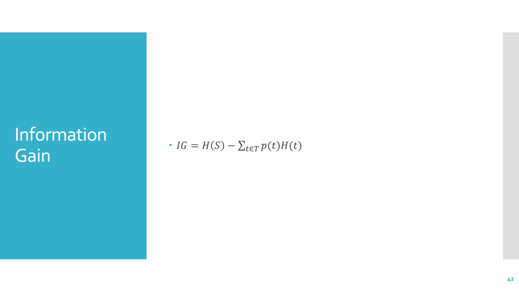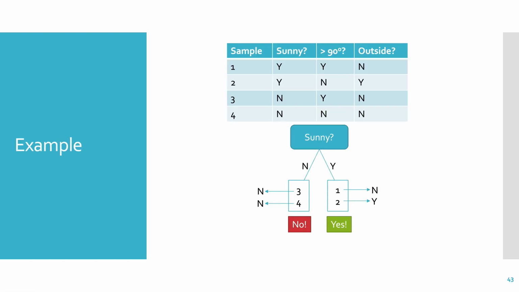Now that we know what entropy is, we can talk about information gain. Information gain is what we're using to split our decision tree. Information gain is simply the entropy of the full set minus the probability that a sample ended up on a particular side of the split times the probability of that split. It sounds complicated, but trust me, it's not. I think it's best to go through an example first.